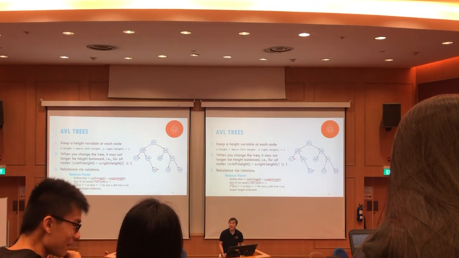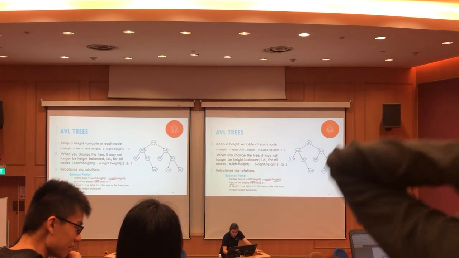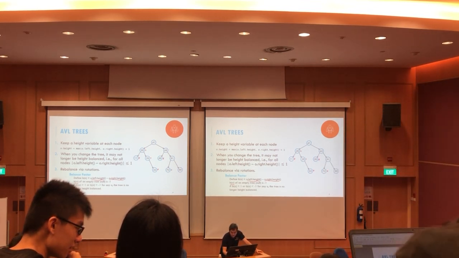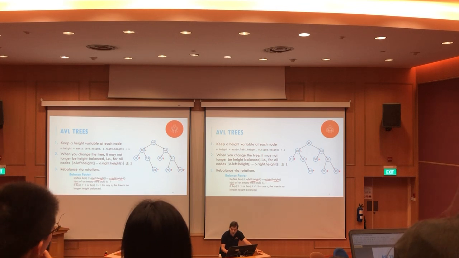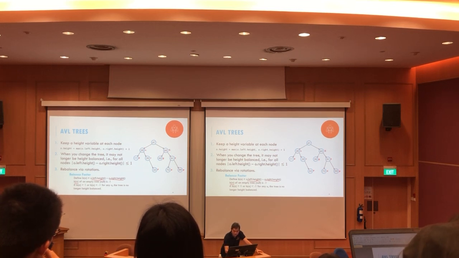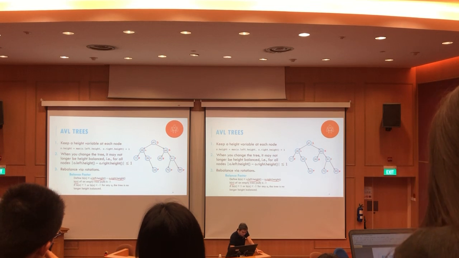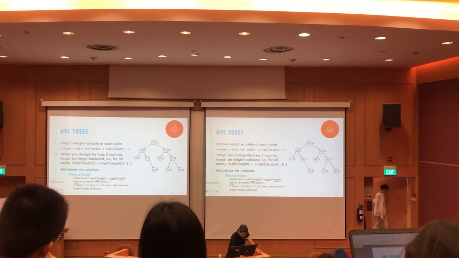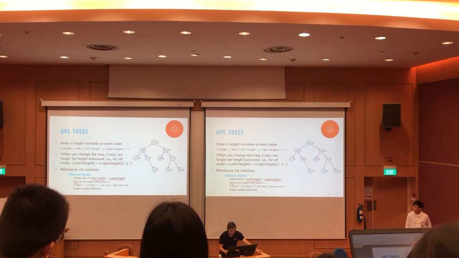Okay, the minute's up. Let's take a look. The height is going to be 0, 0, 0 at the leaves. What's the height of 91? 1. What's the height of 65? 2. What's the height of 41? 3. Now let's compute the balance factors.